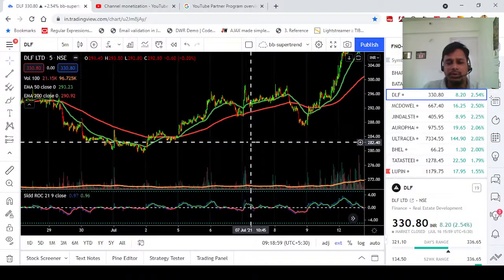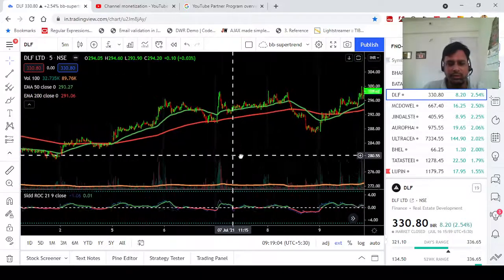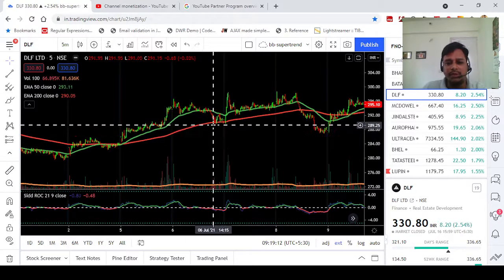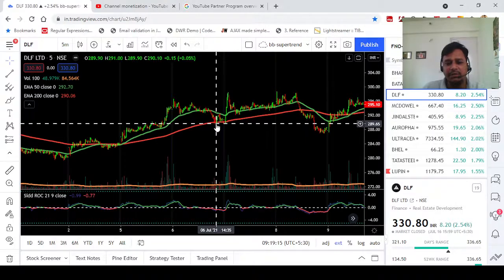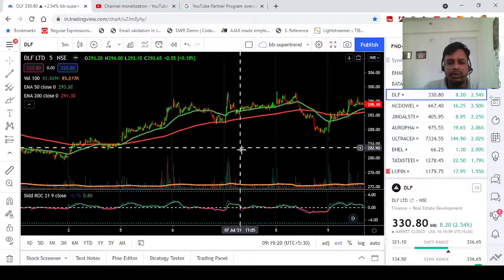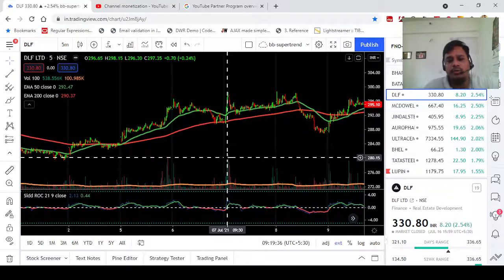Okay, so what we will do, we will take the previous swing low as a stop loss. So this is our stop loss. Or what we can do, we will take the stop loss of 1% from the price. So let's say near 289 and 290 it is taking support. Then at that time we will take 1.5% as a stop loss. So 289, almost 3 rupees is your stop loss. Okay, so 286 is your stop loss, and you have to go for a long.